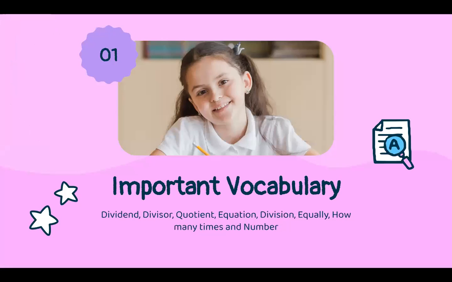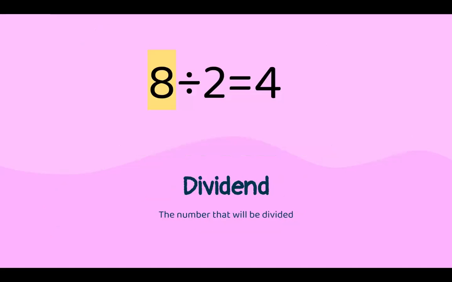So important vocab that we will be using is divided, divisor, quotient, equation, division, equally, how many times, and number. Keep those in mind when you guys are doing these problems. So first we are going to talk about the divided. The number that will be divided, the one number that you want. So number 8, that is what is highlighted, and that is the divided. The divided is usually always the first number because it's bigger.